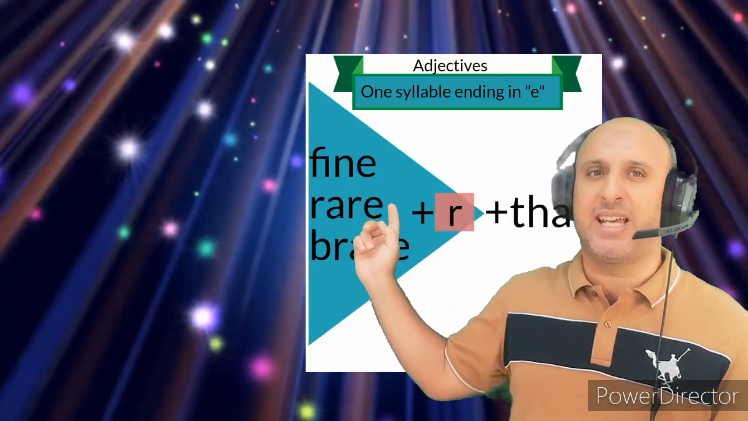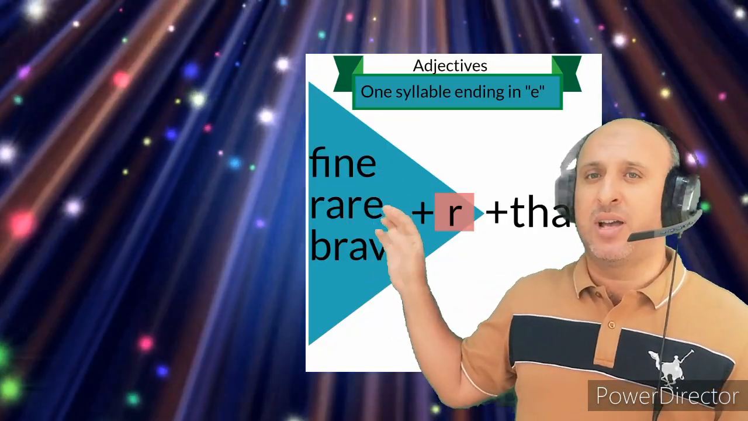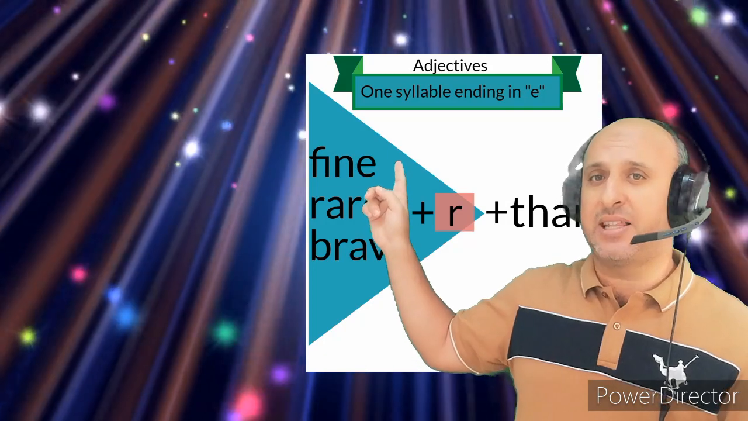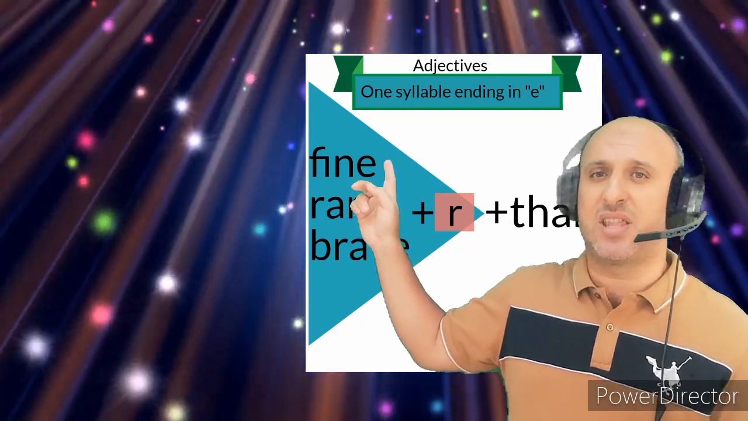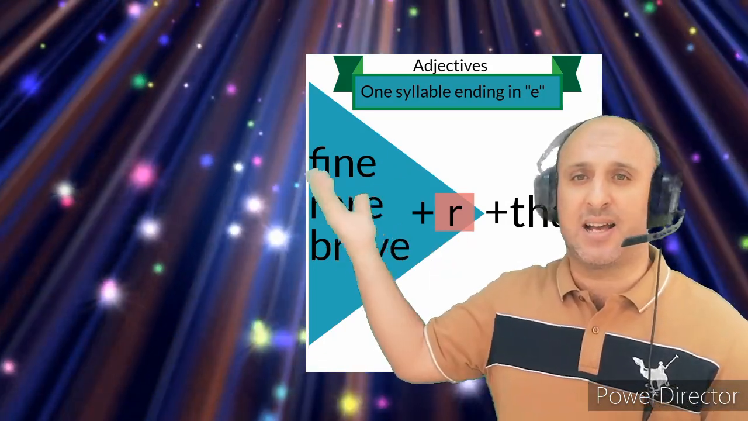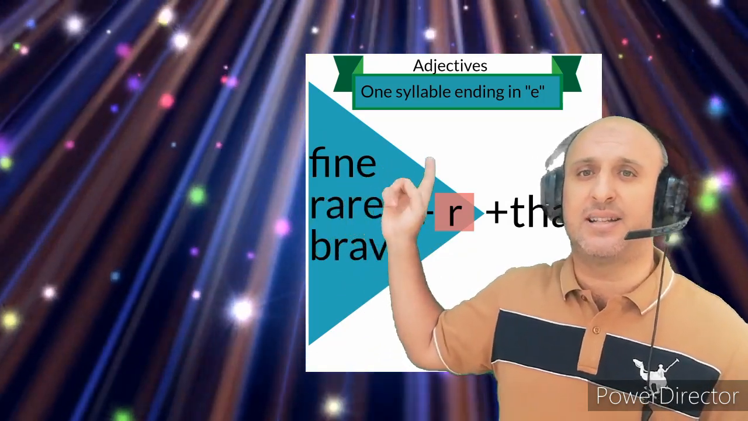Now let's move on to the second set of examples. Actually, they are also adjectives consisting of only one syllable but ending in E, the letter E. Here we have fine, rare, brave. So if we have at the end of these adjectives the letter E, we should not add another E, we just add R.